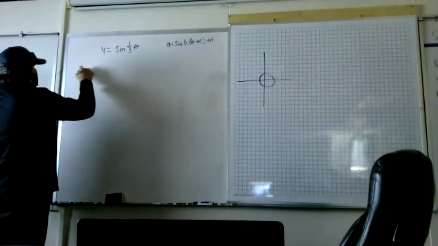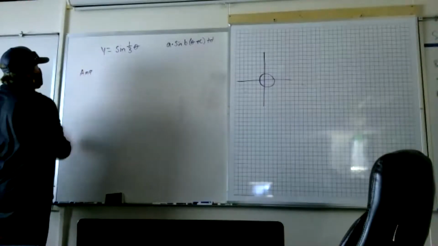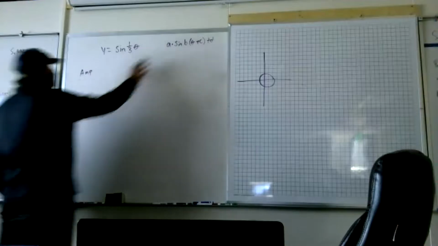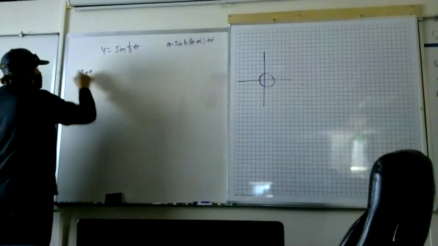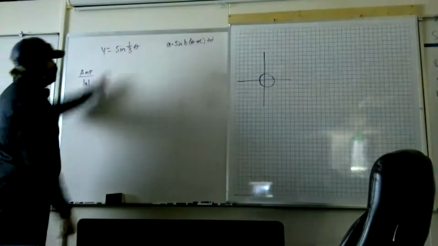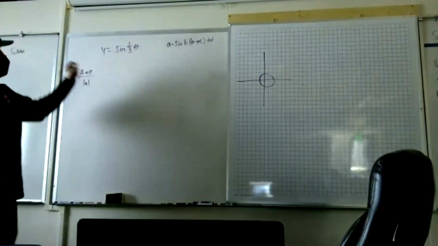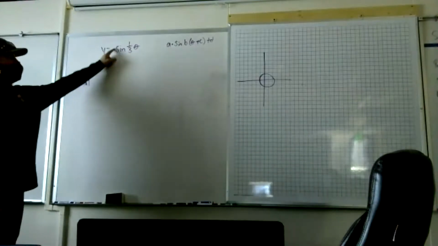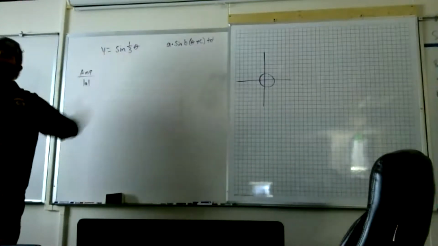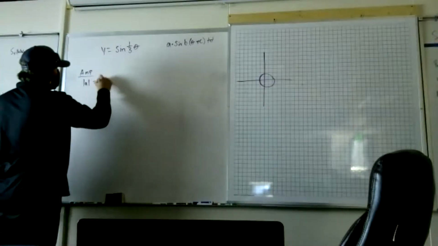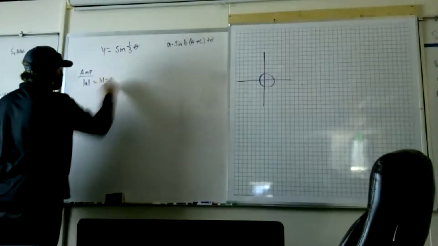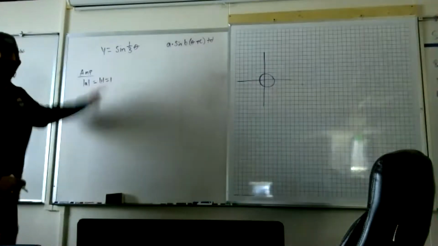First thing that we're going to talk about, amplitude. Okay, amplitude comes from the absolute value of A. Okay, so in the equation that we're using, sine of 1/3 theta, the A value is 1. It's omitted because it's redundant. So here, it's the absolute value of 1, or just 1. That's the distance from the midline to its maximums.